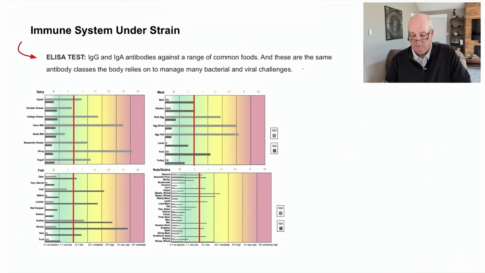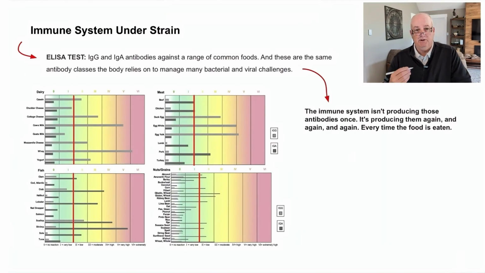Now, the big difference that we see here is that these antibodies, when a person eats them, they're not just producing those antibody responses once. Every time they eat that food, there's another exposure. It would be like getting a vaccine day after day after day. Well, every time we eat those foods, we get another exposure. We can produce another immune response to that.